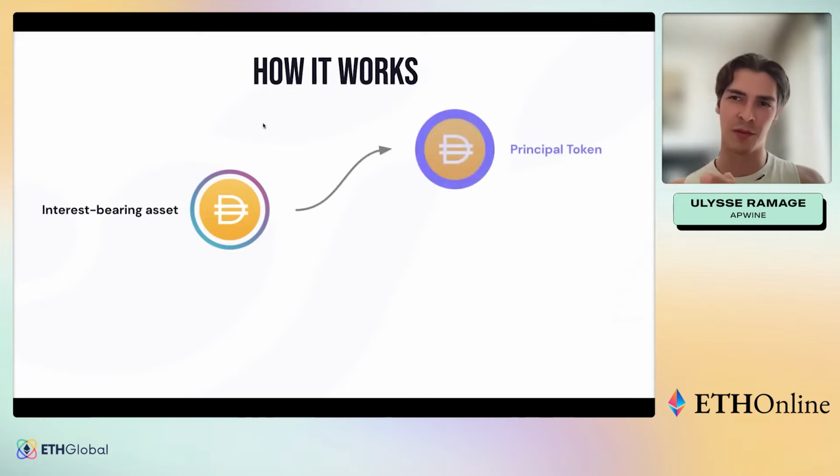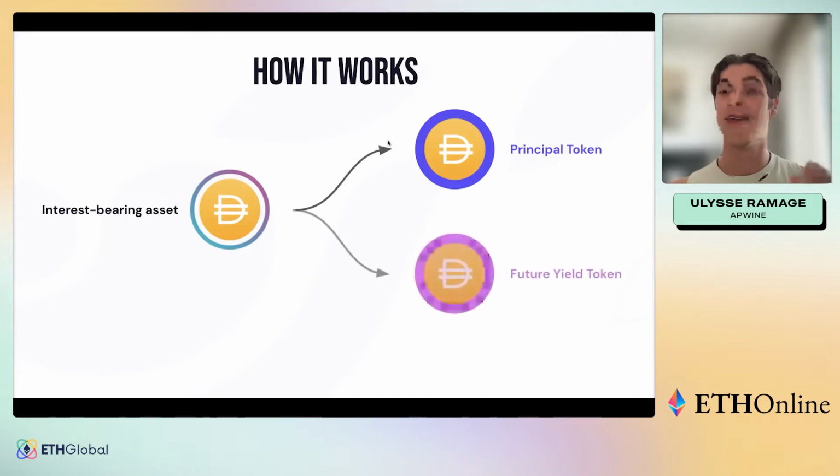You deposit that on APWine, and you get 2 different tokens, and this is the yield tokenization. You get one principal token, which is the initial value of your deposit, and then your future yield token, which is worth 0 at the beginning, but is going to contain all the yield generated by your deposit. So at the beginning of the period, 3 months, 6 months, whatever, it's worth $0. And at the end of the period, it's worth exactly whatever was generated.